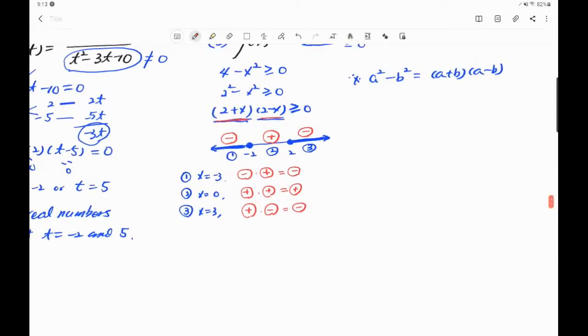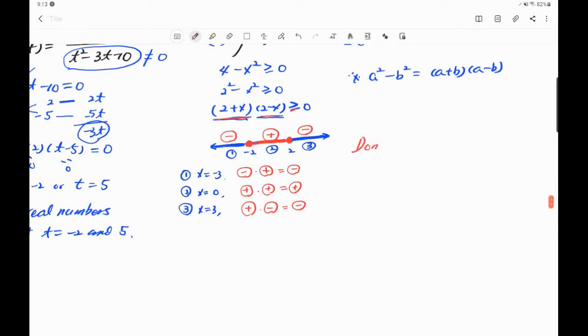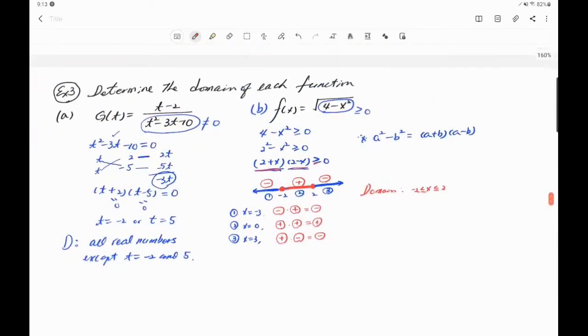So we are looking for the positive part. So the positive part is what? Between 2 and -2. And since there is an equal sign, we will include the endpoints. So this is the domain, right? So the domain is what? x should be between -2 and 2, including the endpoints. Can you see it? All right.